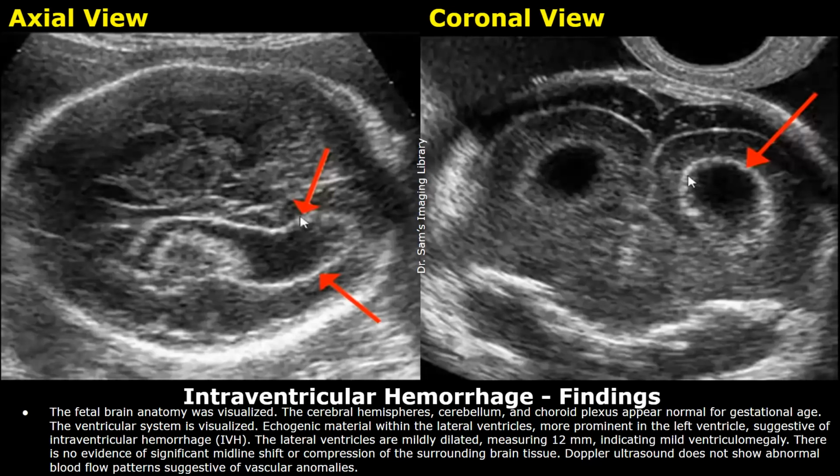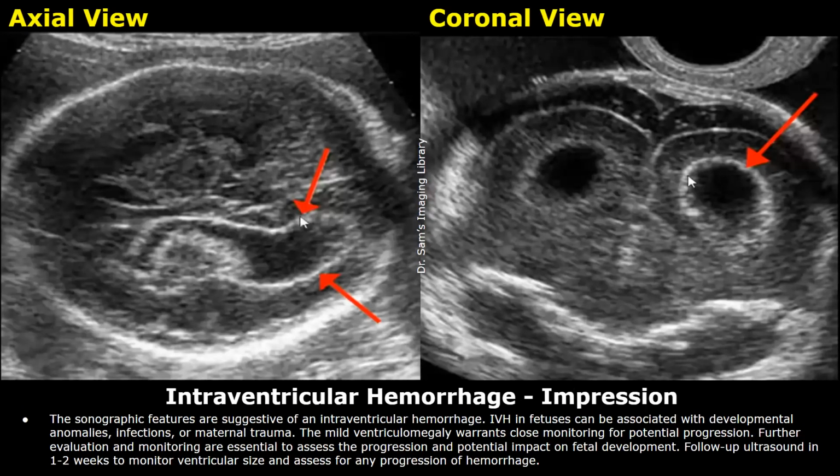The lateral ventricles are mildly dilated, measuring 12 millimeters, indicating mild ventriculomegaly. There is no evidence of significant midline shift or compression of the surrounding brain tissue. Doppler ultrasound does not show abnormal blood flow patterns suggestive of vascular anomalies.